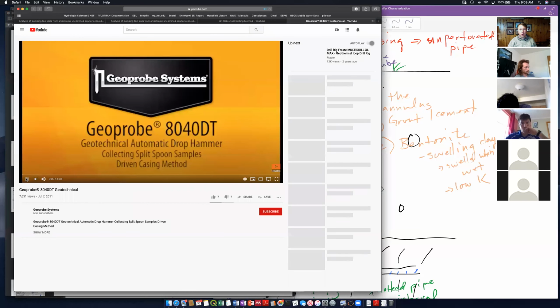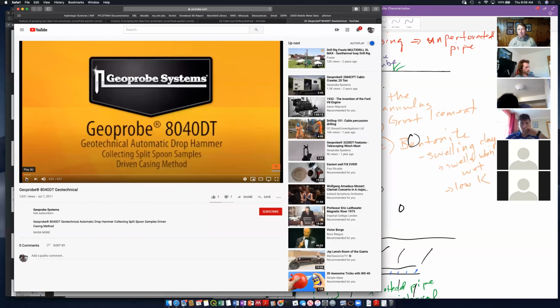So the geoprobe, I'm just going to say, is the workhorse of environmental and geotechnical subsurface geology. Anywhere where you're in unconsolidated sediments, it's really the main drilling technique used, and you'll see why here in a sec.